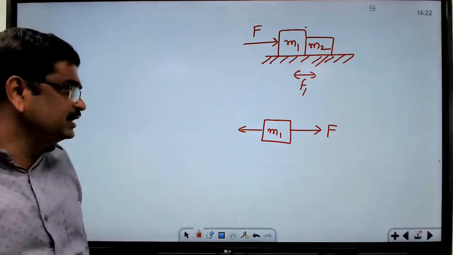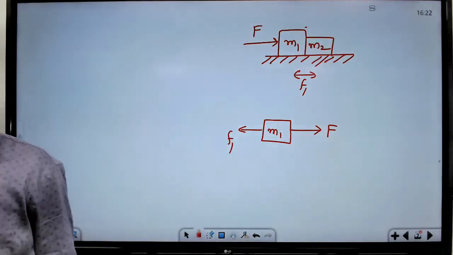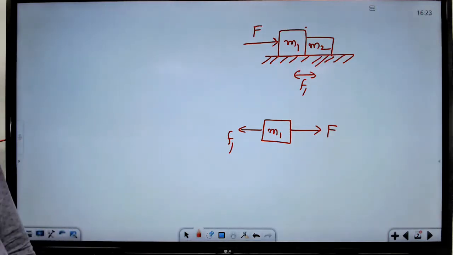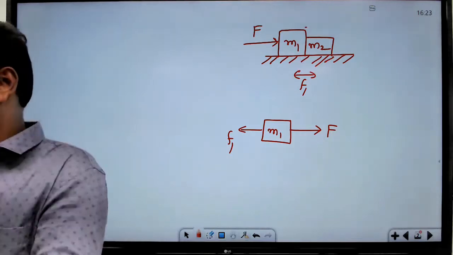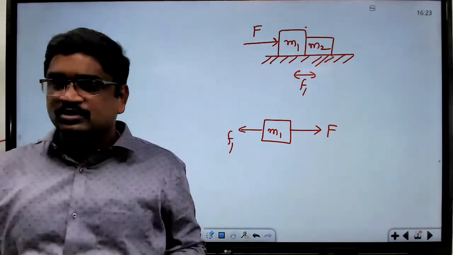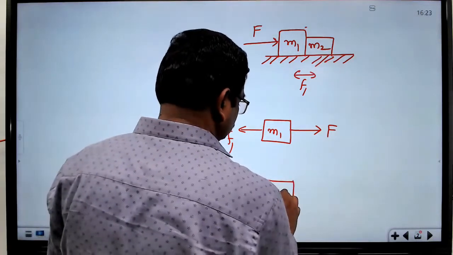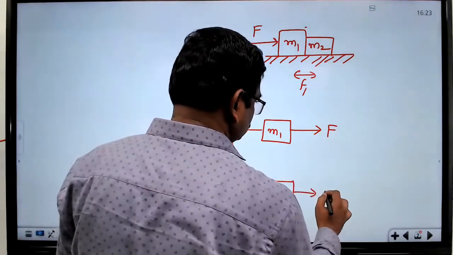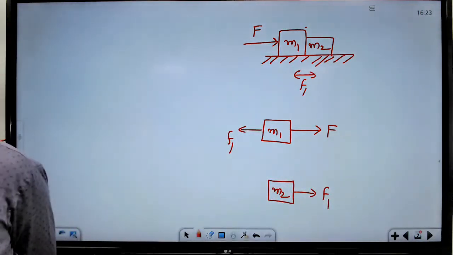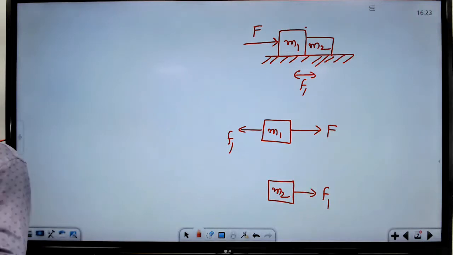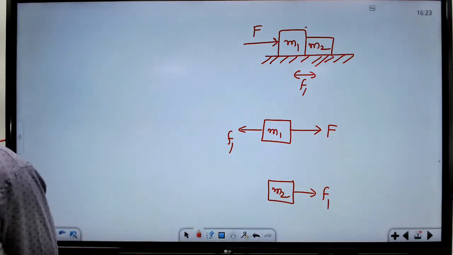So that we need to write F1 in opposite direction to the applied force. Is this understood or not? Next, M2 moves only due to the contact force. So there are no other external forces. So that is the diagram for mass M2. Only contact force acting on that one. So that F1 is the force acting on that one. That is the free body diagram for mass M2.